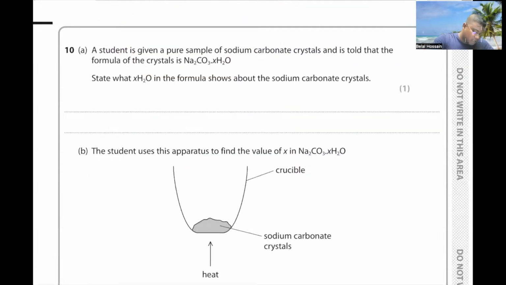Question number 10. A student is given a pure sample of sodium carbonate crystal and is told that the formula of the crystal is Na2CO3.XH2O. State what X in the formula shows about the sodium carbonate crystal. The XH2O indicates that there is water of crystallization and this particular salt is hydrated.